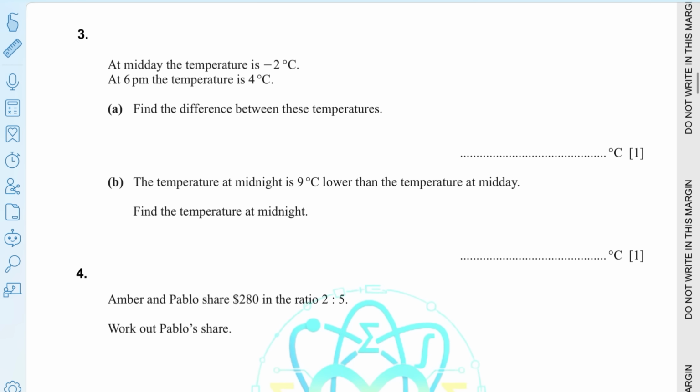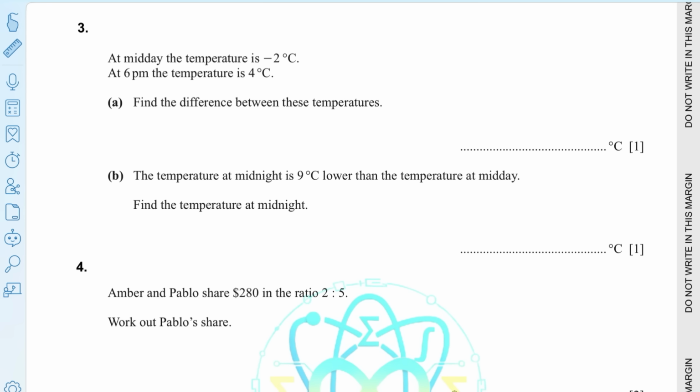Okay, question number 3. At midday, the temperature was minus 2 degrees Celsius. At 6 p.m., the temperature was 4 degrees Celsius. So find the difference between these temperatures. Obviously, the second temperature is given 4 degrees, minus 2, right? So it will be 4 plus 2, that becomes 6 degrees Celsius.